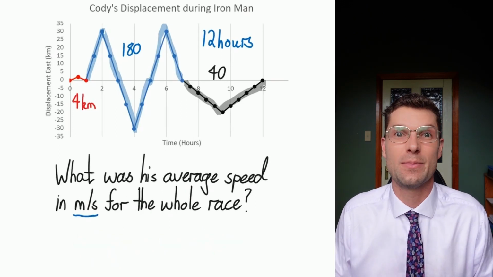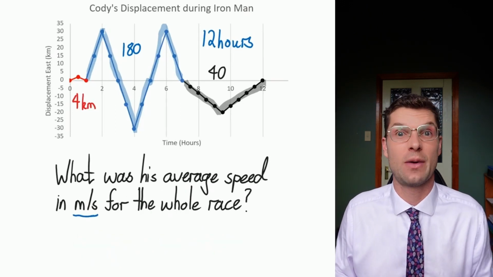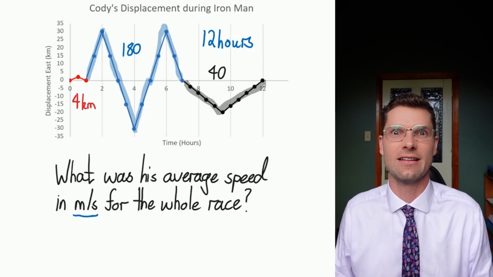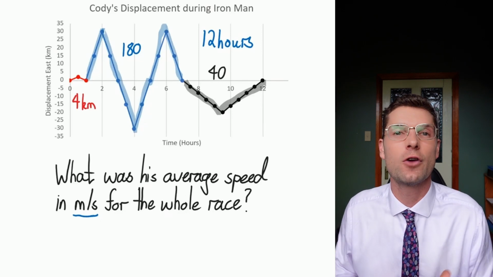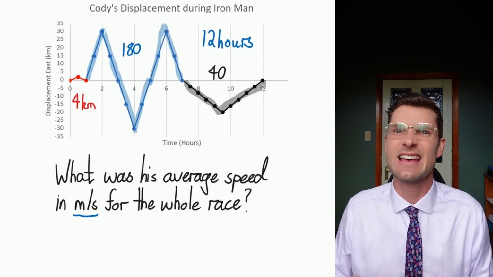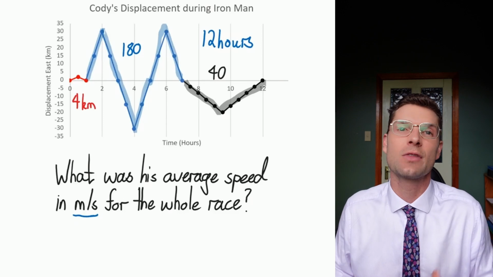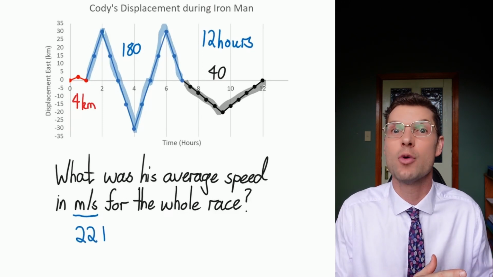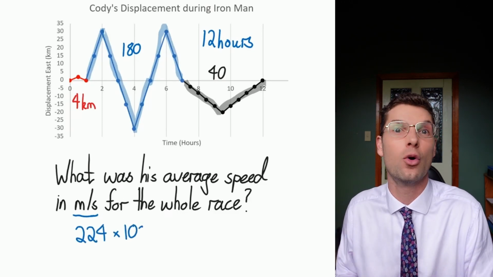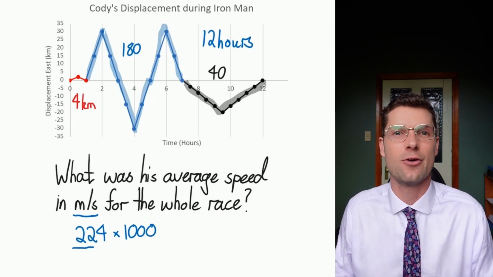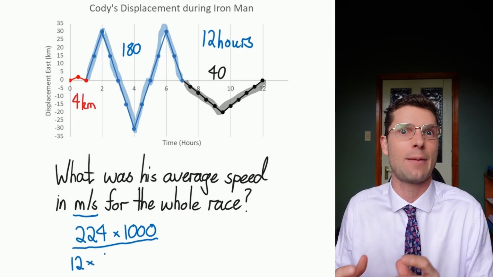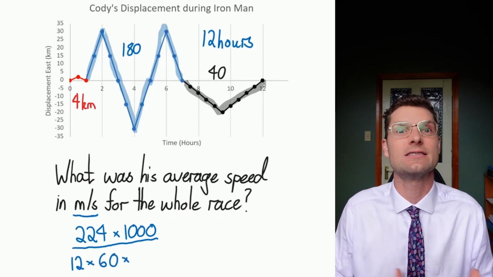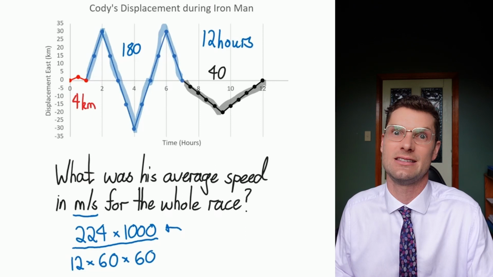Just to put this in another perspective, we're going to find out the average speed for the whole race in meters per second. How many meters did they move every single second? So in order to get this right, we've got to change our kilometers into meters and our hours into seconds. So what we have to do is multiply our 224 by 1,000 in order to get our meters. Converting hours to seconds is a little bit harder. We have 12 hours and we're multiplying that by 60. But that's only giving us our minutes, so we have to multiply it by 60 again.